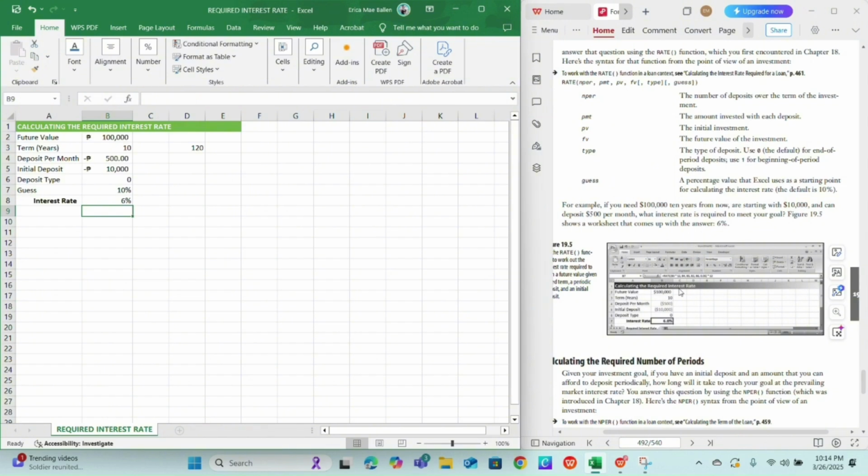Okay, so upon using the rate function, we come up with the answer of 6%. Ibig sabihin, for us to be able to have a 100,000 pesos or $100,000 10 years from now, we'll be having a required interest rate of 6%.